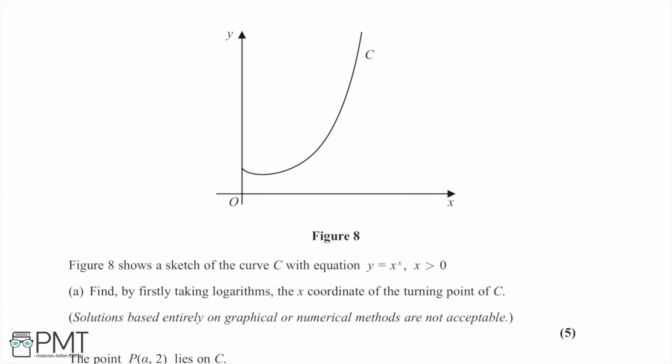So in this question we're shown figure 8, and that's a sketch of the curve C with equation y is equal to x to the power of x, and we can see it is shown as a curve in the graph here. In part A of this question, for 5 marks, we're asked to find, and initially we're told to take logarithms, the x coordinate of the turning point of C.